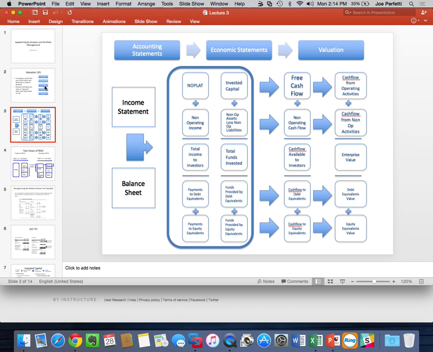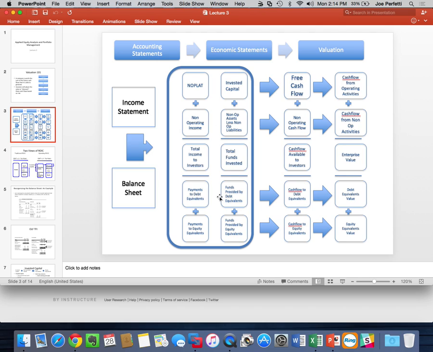There's 3 economic statements that we're going to create this semester. Right? The income statement, shown here, is going to be reorganized into a statement of what's called TII, Total Income Available to Investors. The balance sheet is going to be rearranged into something called TFI, Total Funds Available to Investors. Okay, and those will be the first 2 rearrangements.